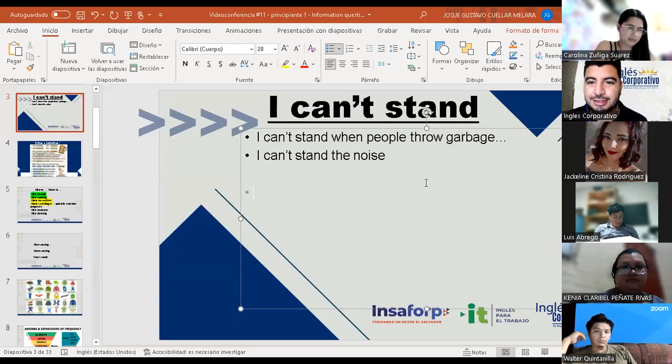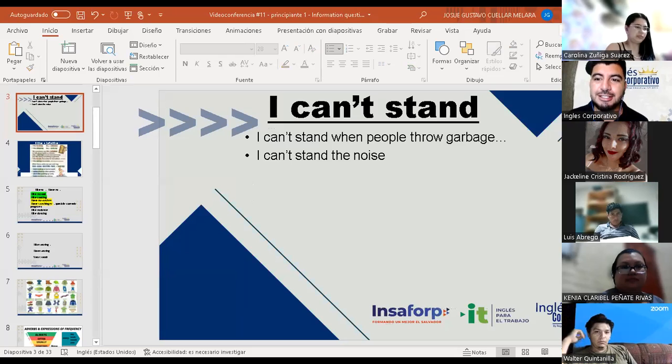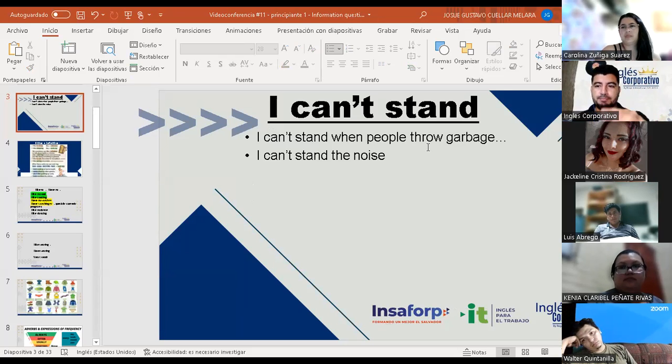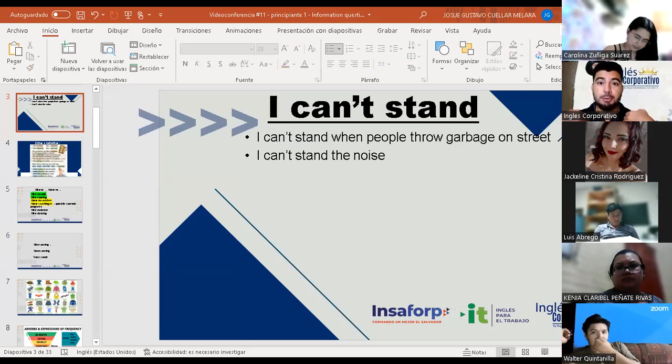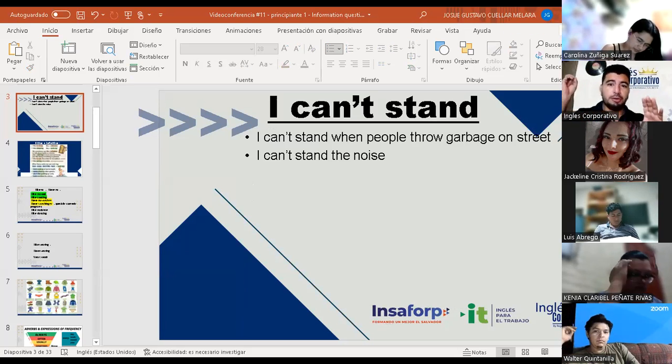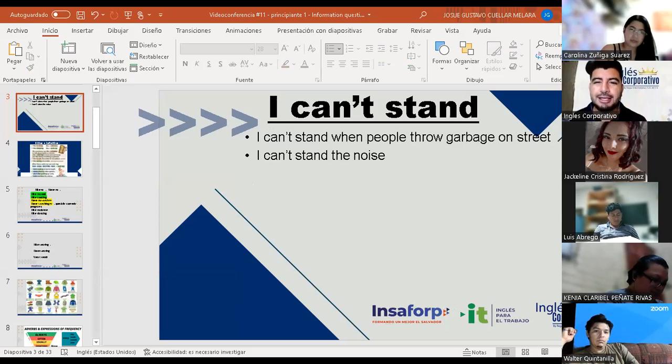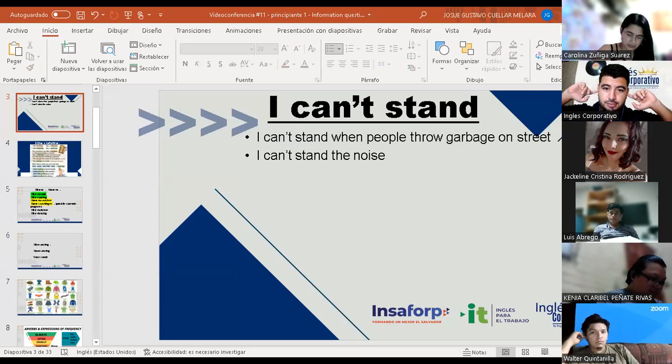Y para ir terminando, nos quedan pocos minutos, pero les voy a explicar esto. I can't stand. Cuando decimos I can't stand, significa no soporto. For example, I can't stand when people throw garbage on the street. Porque pueden tirar basura donde sea. Yes, that's my opinion. Or number two, I can't stand the noise. No soporto el ruido.